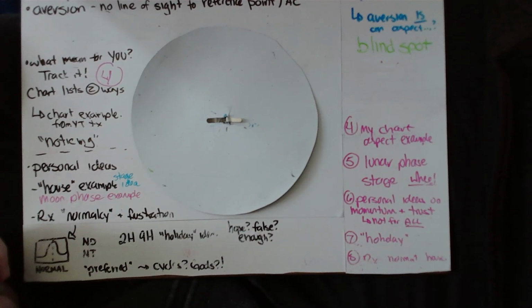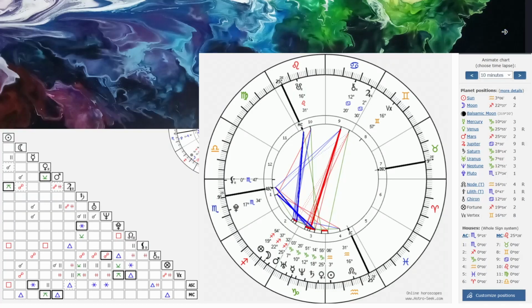Let's go back to the screen. So here's the example of my chart. I know a lot of people, myself included, get annoyed when astrologers talk about their own chart. It's like, can't you give me a different example? But I'm not trying to be a teacher or a lecturer. I'm coming to you student to student, sharing my example.